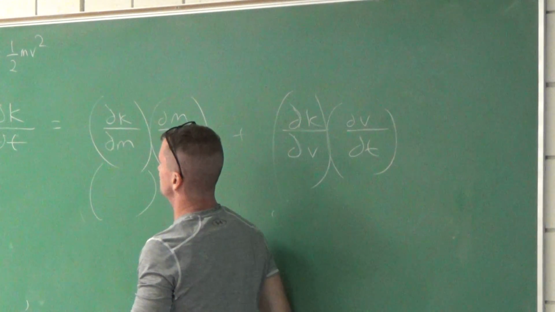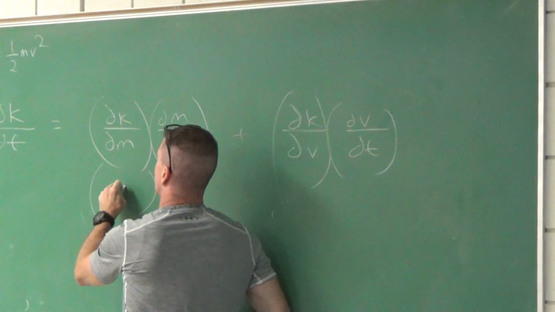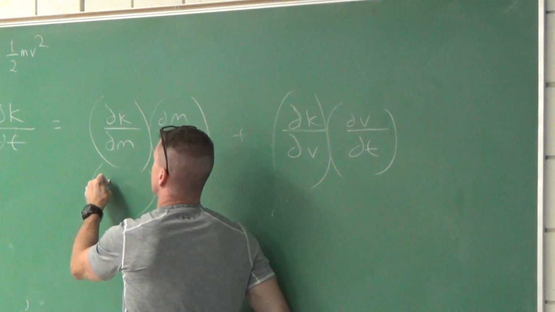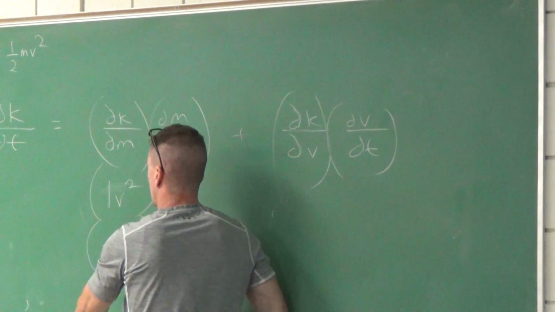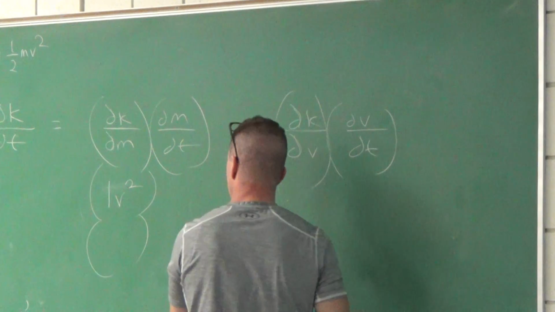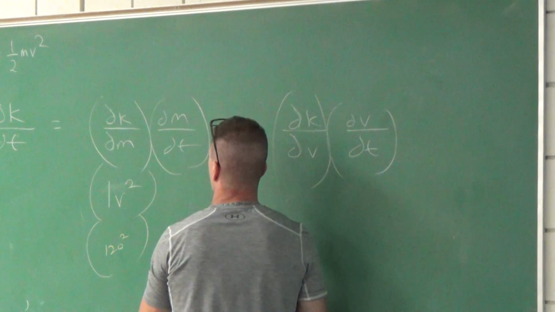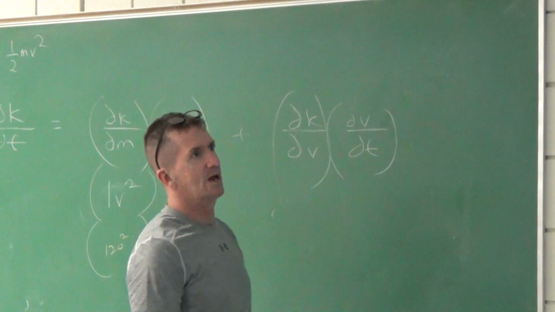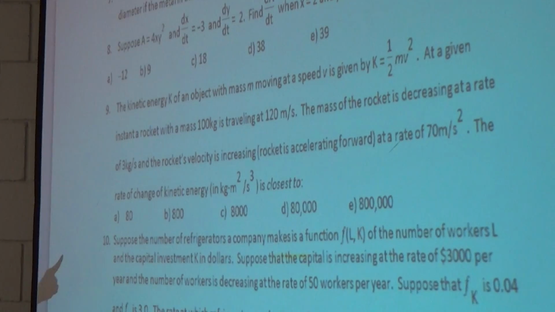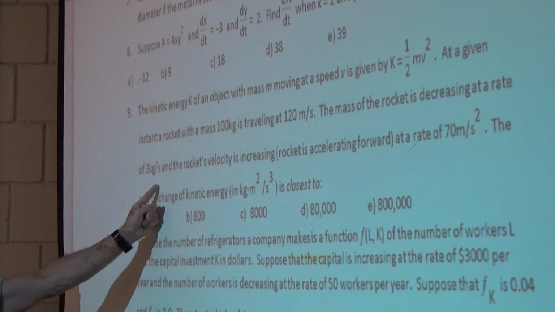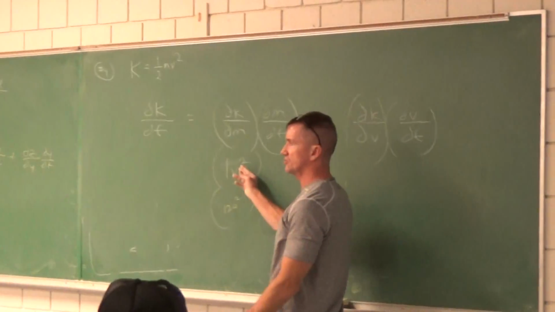Ooh, 2 times a half is 1. v squared, right? And what are we plugging in there again? The velocity was what? 120. 120 squared. What was the rate of change of the mass? The mass of the rocket is decreasing at what rate? 3 kilograms per second. Was everyone okay with this partial derivative?